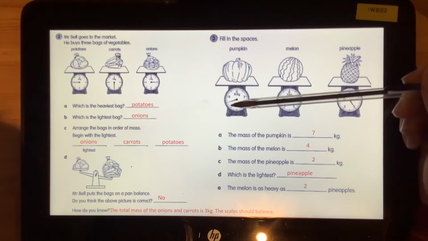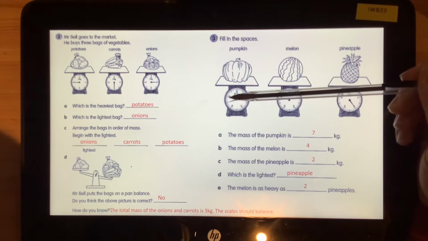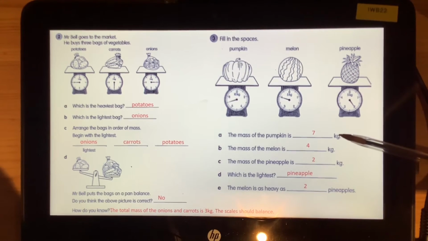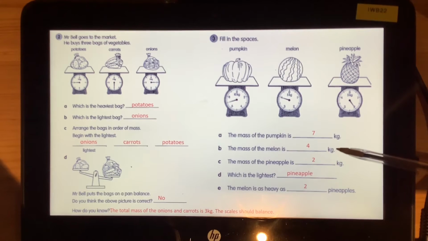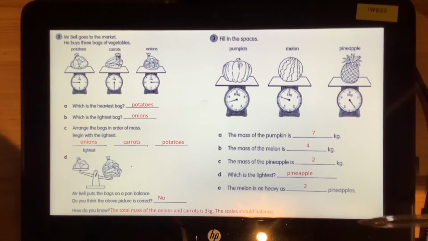And again, we know that because it's directly in between 6 and 8, and we know that 7 is in between 6 and 8. So the mass of the pumpkin is 7 kilograms. The mass of the melon is 4 kilograms. The mass of the pineapple is 2 kilograms. So which is the lightest? Well, the pineapple has the least mass. The pineapple is the lightest.